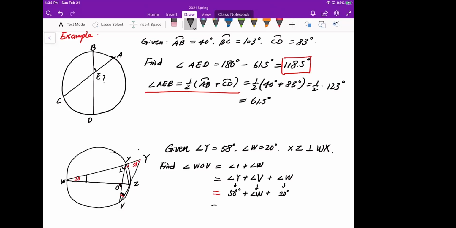And therefore, we can get the 58 degrees plus 20 degrees plus 20 degrees, and that's equal to 98 degrees. Okay, everybody's good, right? So we just need some practice.